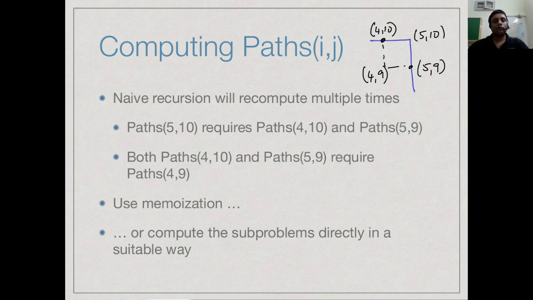So we have seen before we have two technologies to deal with this. One is memoization, where we just make sure that we never call paths(i,j) with the same value of i and j more than once. The other way is to anticipate the subproblems, figure out how they depend on each other, and then solve them directly, iteratively in a suitable order. And this is what we call dynamic programming.